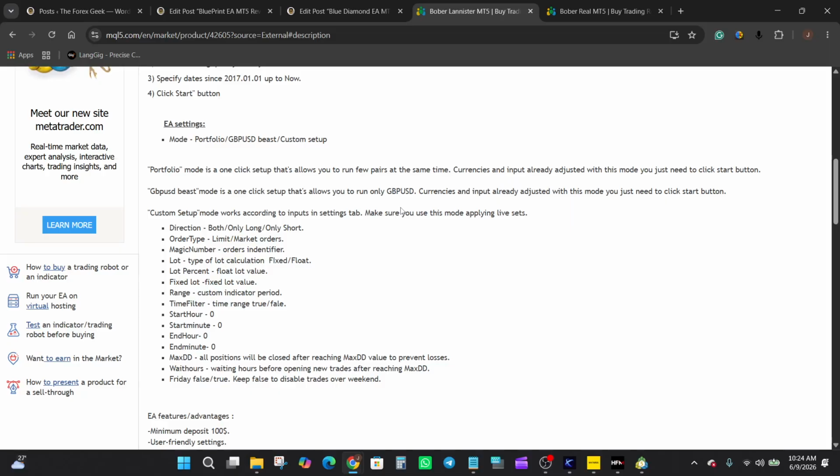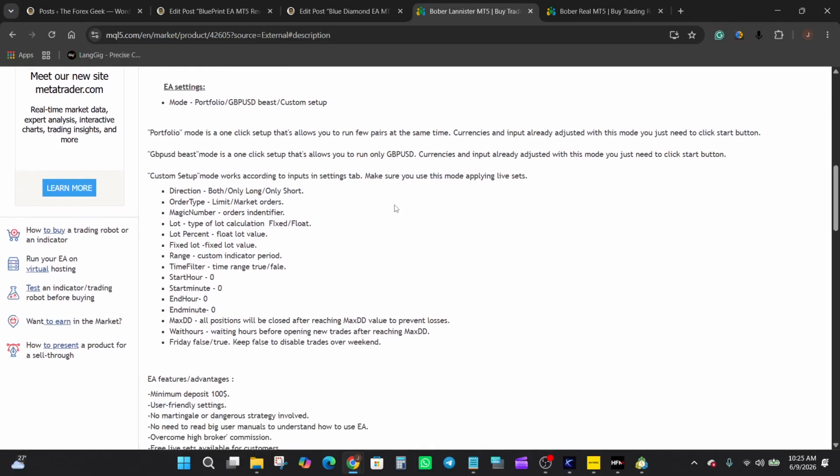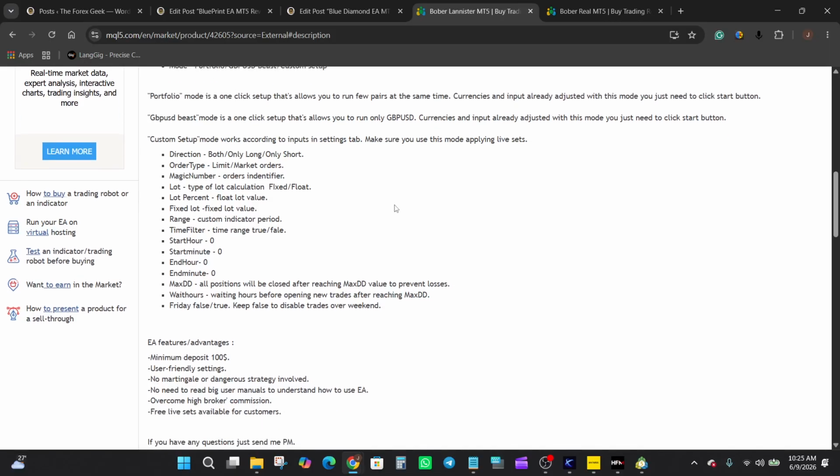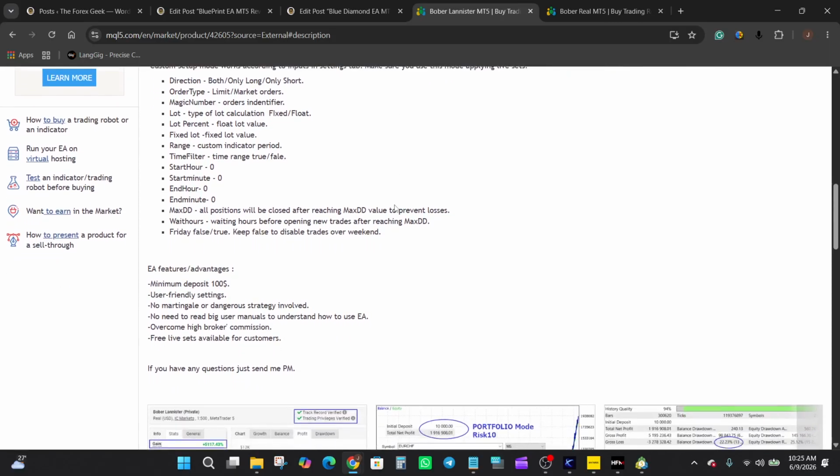There are also options for market orders or limit orders, fixed or floating lot sizing, time filters, and a maximum drawdown parameter designed to close positions if a predefined drawdown level is reached. In addition, the EA includes a waiting period setting before new trades can be opened after reaching that drawdown threshold. The developer also highlights several practical features, including a minimum recommended deposit of $100, user-friendly settings, free live sets for customers, and the fact that no martingale strategy is involved.